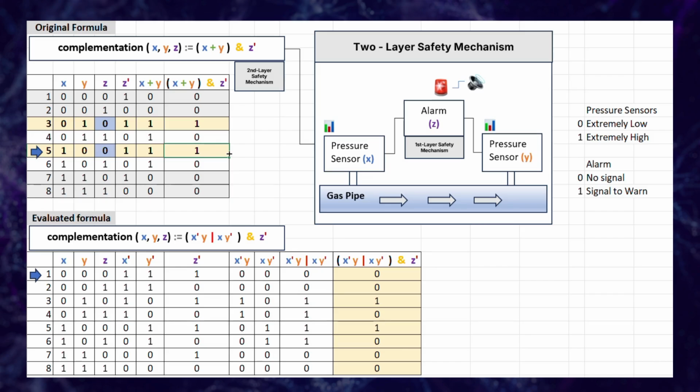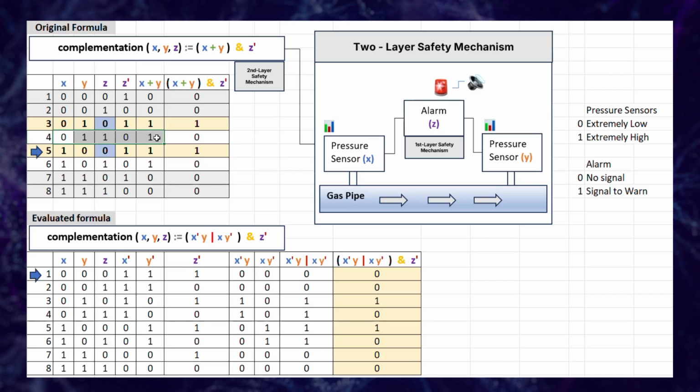So yeah, I hope it's clear. This means that in this scenario, this logical formula can be used as a second layer safety mechanism. If the first layer safety mechanism didn't function well, it will observe, at a higher level, whether the alarm system in the first layer is doing its job. If it's doing its job, see, it did its job, right?